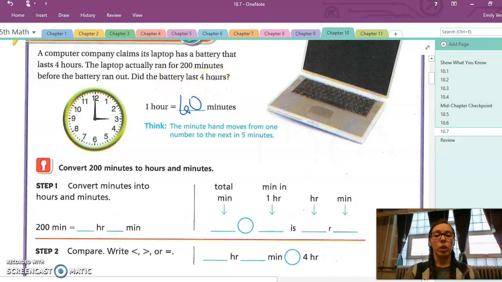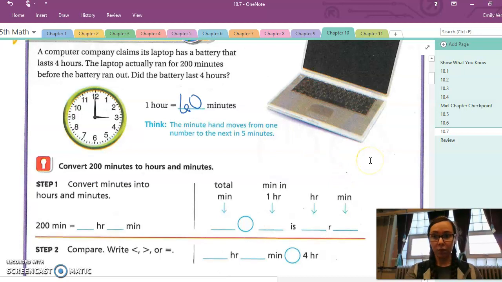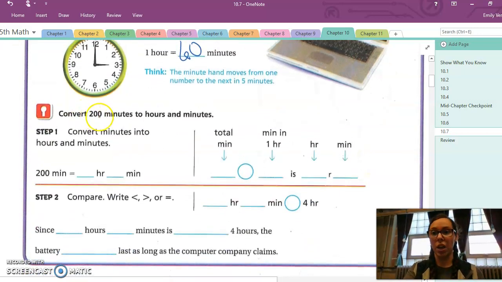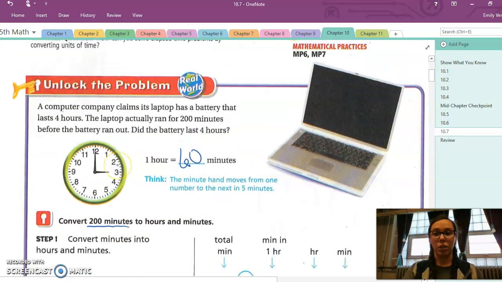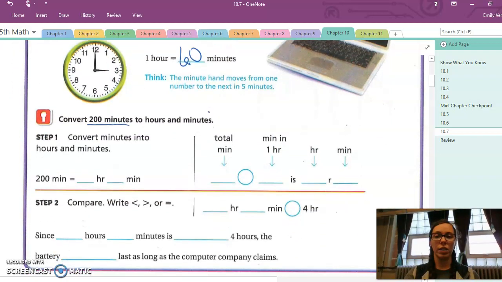So remember, when we're comparing things, we have to have the same unit. I can't compare hours and minutes because they're not the same. So that means I have to make everything hours or everything minutes. And since hours go into minutes, it's easier just to find out how many minutes there are, right? Which I guess they already did for us. 200 minutes here. But we have to know how many hours and minutes that is in order to compare it to the 4 hours that the computer company claims it will last.